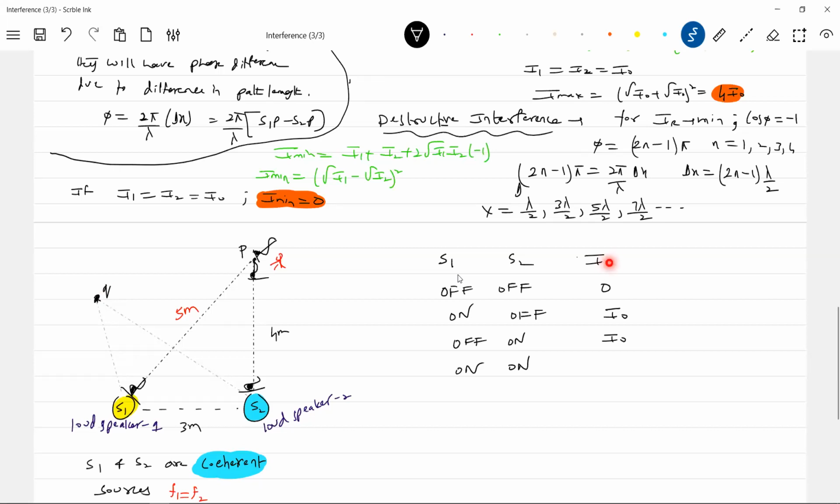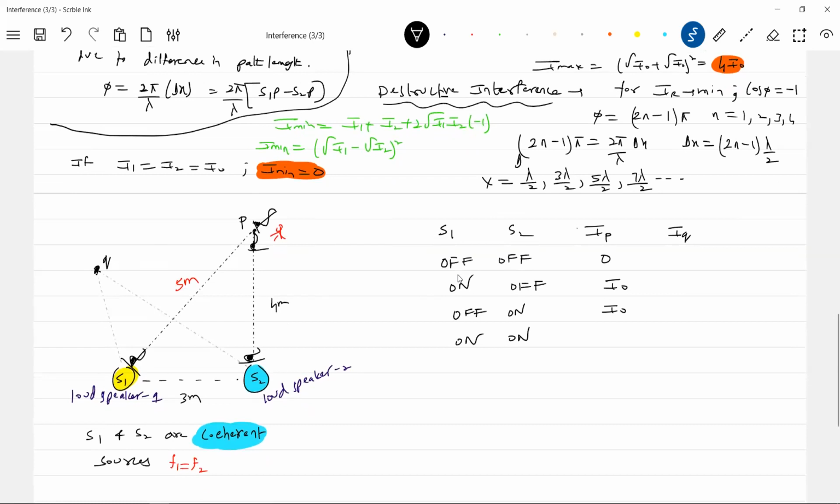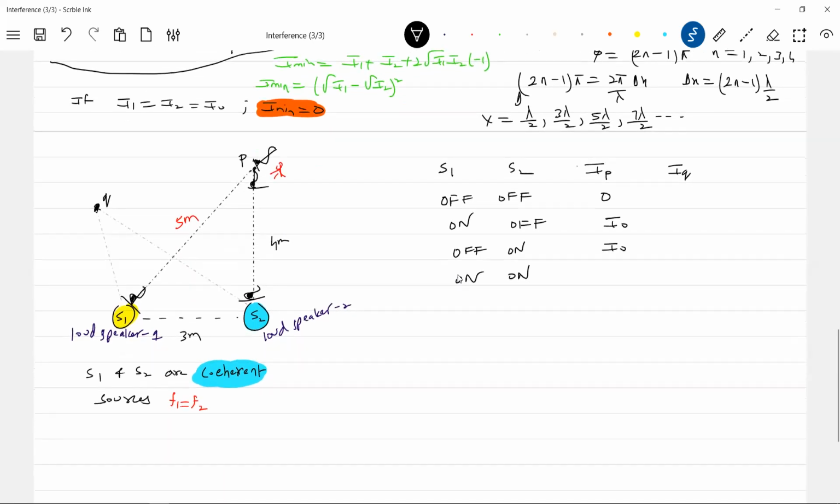So the intensity at point P, the intensity at Q. What is the point P where the path difference is equal to how much? n lambda. The path difference of the waves at Q will be equal to (2n minus 1) lambda by 2. So let me put that condition. The path difference delta xP satisfies n lambda. Delta xQ satisfies (2n minus 1) lambda by 2.